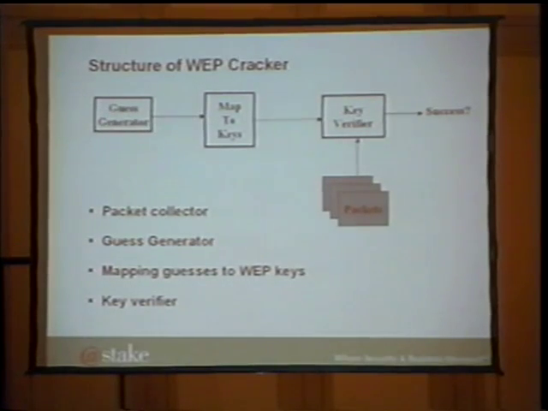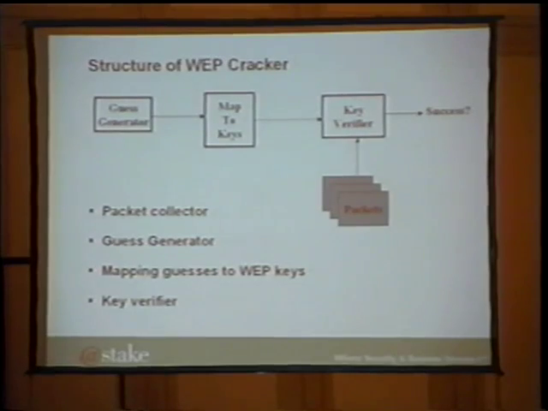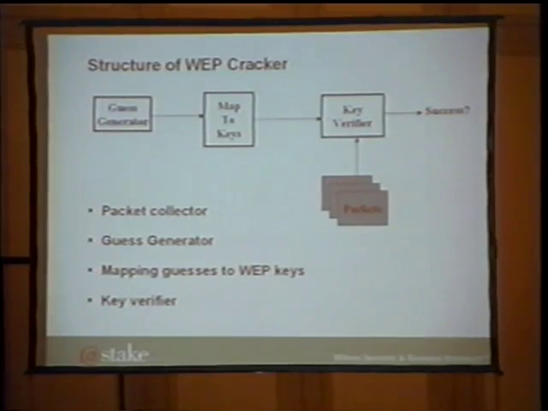So this program is organized as follows. There's a component which collects a bunch of packets which are used to actually perform verification. That's shown in the blue at the bottom. Then there's a part of the program which generates guesses. These guesses are then turned into keys through another section of the program which maps guesses to keys. Finally, these keys are used to try to decrypt the packets which were previously collected and to print out success when one of the keys was actually successful.